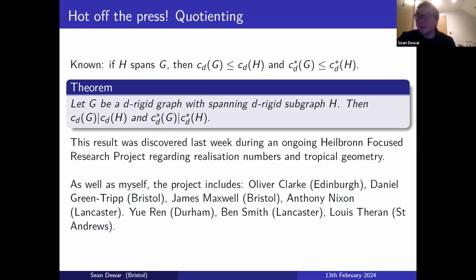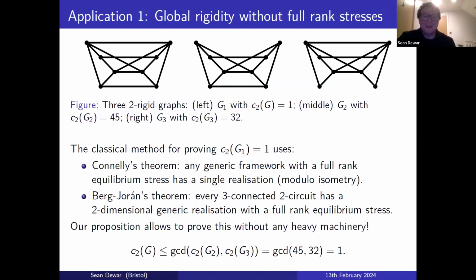Okay, so what's the application of this? The first application is a bit bizarre. If we take the graph on the left, that graph is globally rigid. And the way, in the plane, you would usually prove this is using Connelly's theorem and Berg and Jordan's theorem. You could also use Jackson and Jordan's theorem for the second part. So you have to use quite a lot of heavy machinery to prove it.